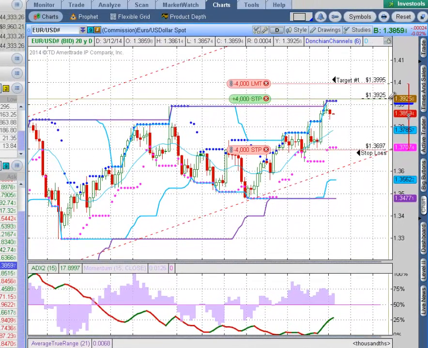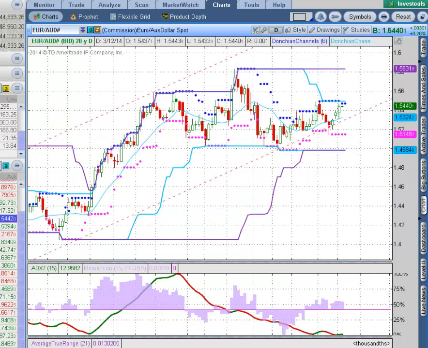As you can see, we have an order to buy 4 micros at 1.3925. Target number 1 is 1.3995, and our stop loss is at 1.3697. Let's now look at the other 3 qualified euro pairs.